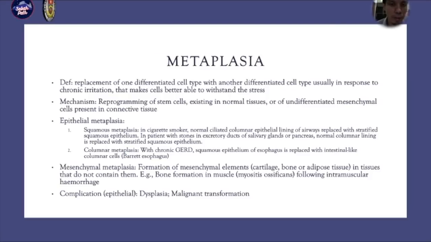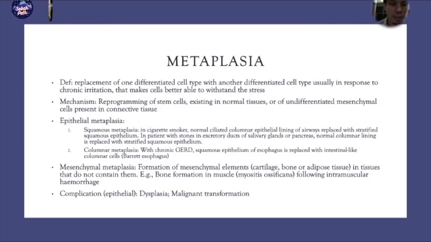The important complication. The first one is dysplasia. Dysplasia, literally, the prefix dys means abnormal. Plasia means proliferation. So it is abnormal proliferation, or it can also be defined as abnormal proliferation characterized by abnormal architectural and cellular atypia. Usually it can be divided into low-grade and high-grade dysplasia.